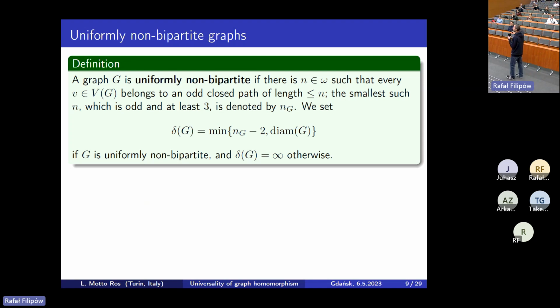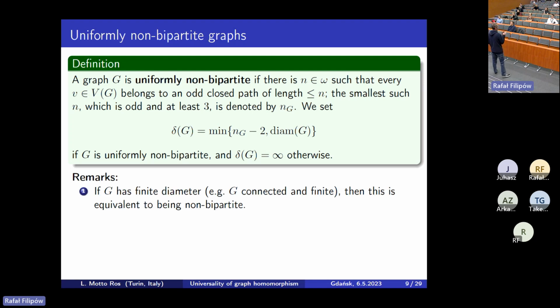Uniformly non-bipartite means that you have a natural number such that if you fix a point and you look at a ball of radius n around it, you will find some odd cycle inside, witnessing that it's not bipartite. So in a sense, everywhere you see witnesses of the fact that it's not bipartite. And if you have that, you have a minimal number witnessing this, n_G, and then you set up this parameter delta_G, which, for technical reasons, is the minimum of n_G minus 2 or the diameter of G. Okay, it doesn't matter. The point is that this is well defined. Otherwise, if it is not uniformly non-bipartite, you say this other parameter is infinite.